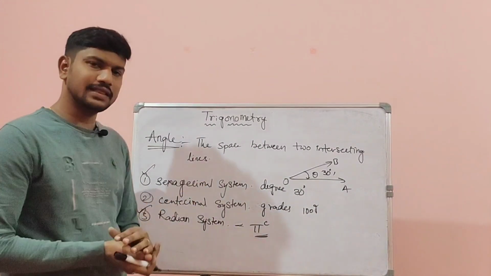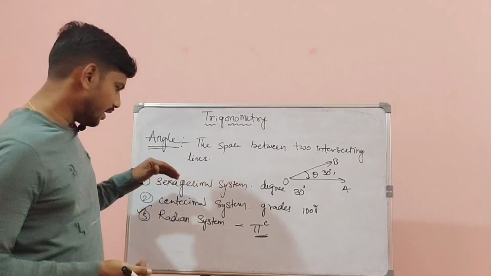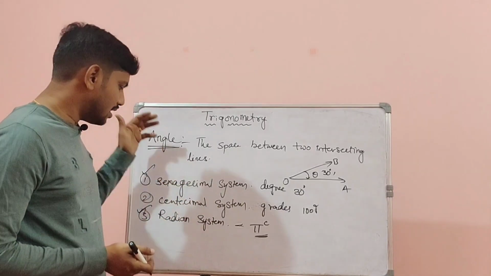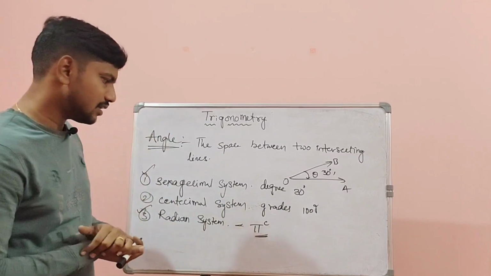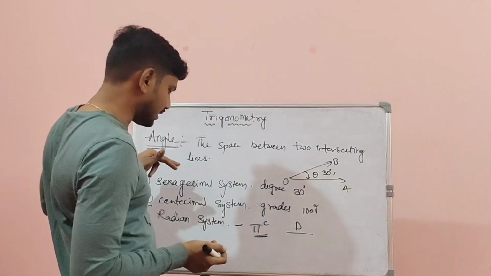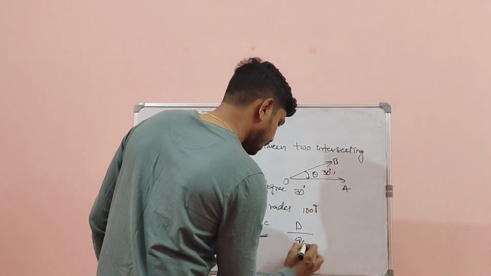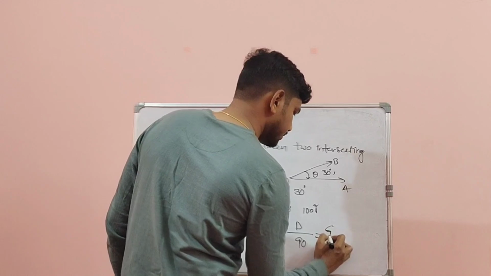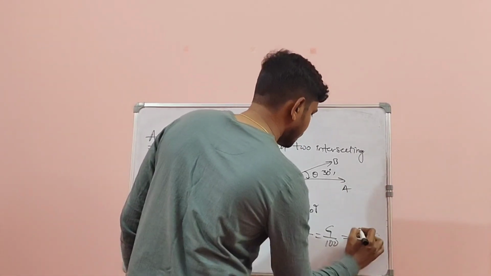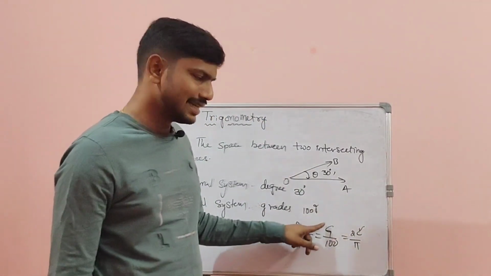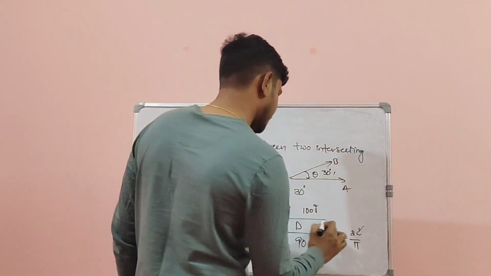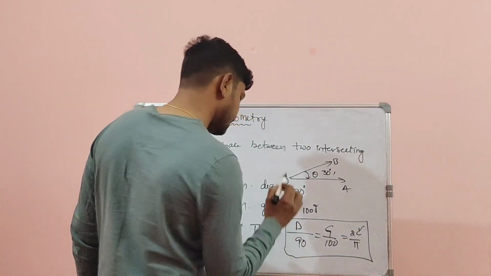So there is a relation between all three systems. I can convert sexagesimal into centesimal, centesimal into radians, or radians into sexagesimal. How to convert all these? There is a formula we can follow: D by 90 is equal to G by 100 is equal to 2C by pi, where C indicates radians, G indicates grades, and D indicates the degree system.